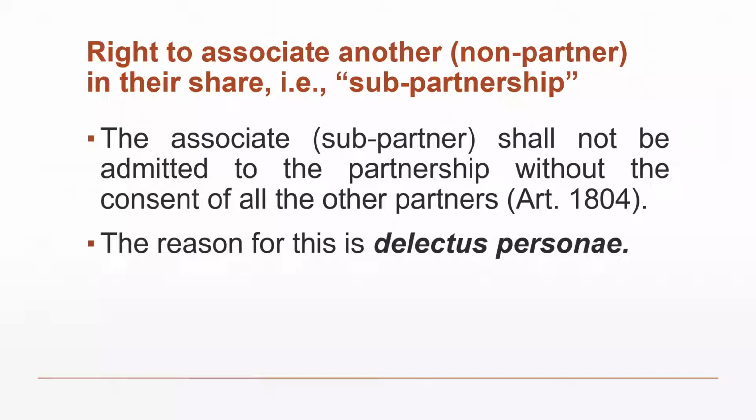However, by way of exception, a subpartner can be elevated to the status of a partner if the consent of all of the other partners is secured. If all of the other partners agree na, sige, let us include this subpartner among our ranks, at itong subpartner na to, from this point forward, siya ngayon ay partner na. Pwede rin yun by way of exception. What is the reason for both the general rule and the exception? Delectus personae. Hindi ka pwedeng pumasok sa partnership kung wala yung necessary element of trust and confidence.